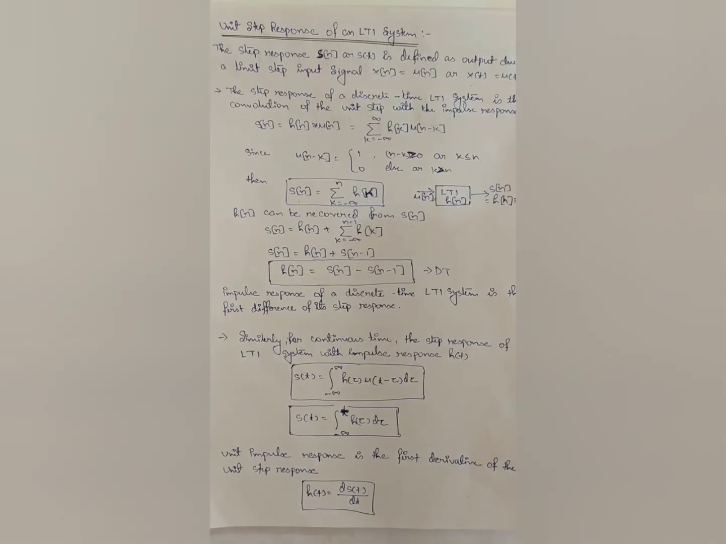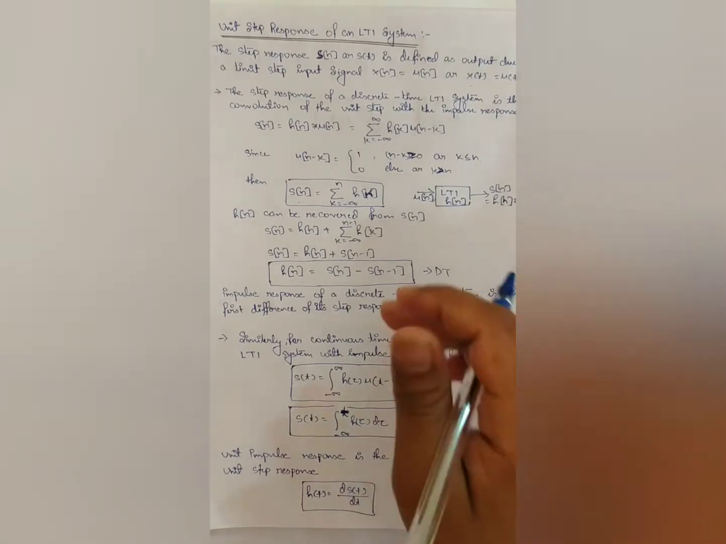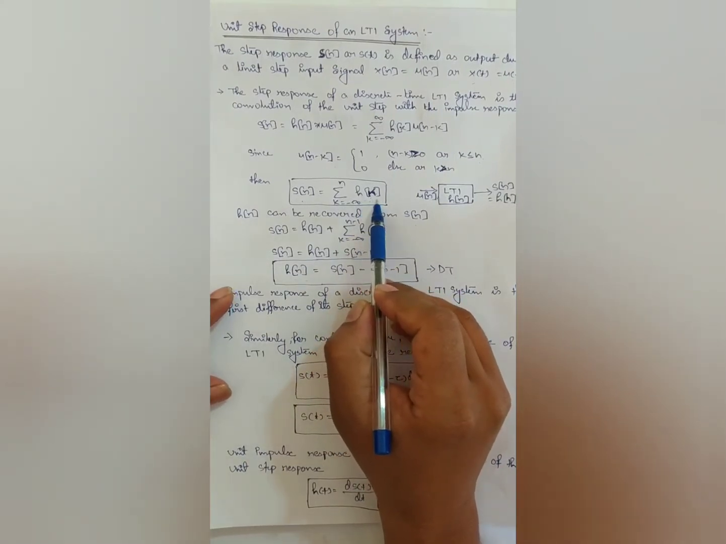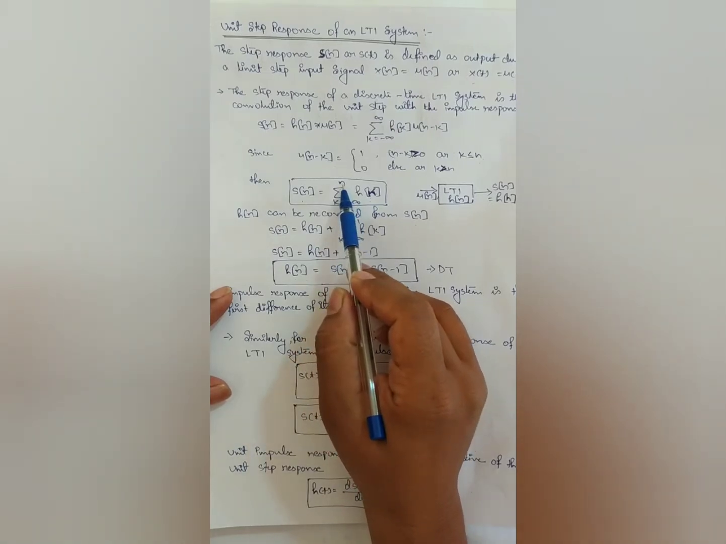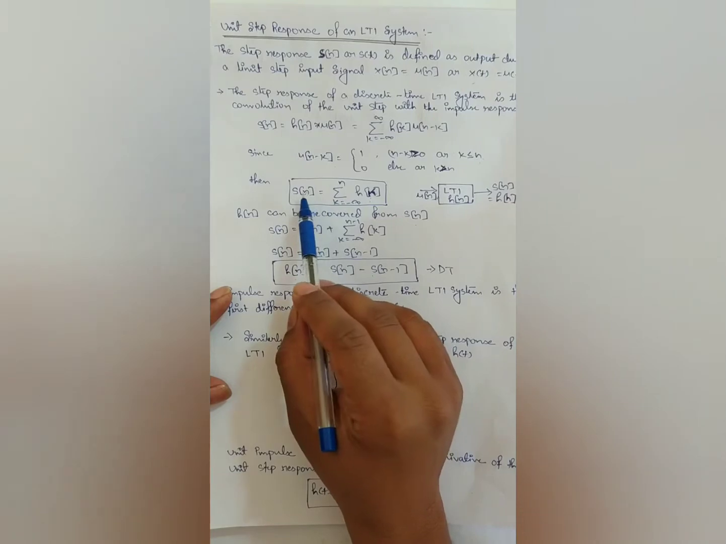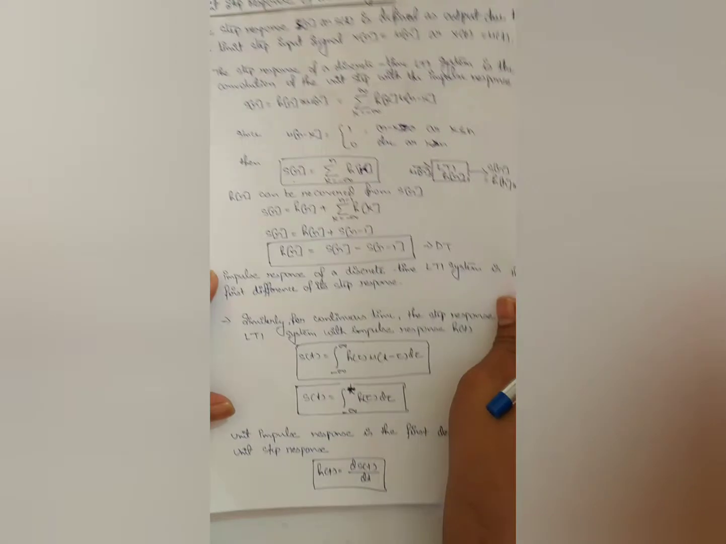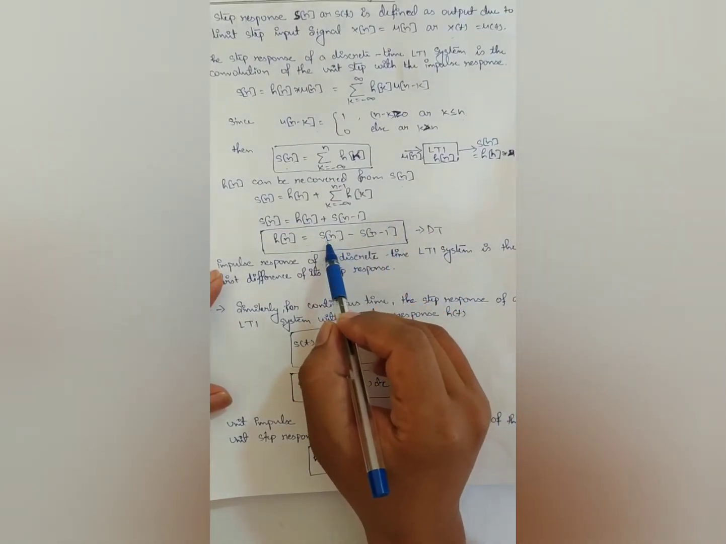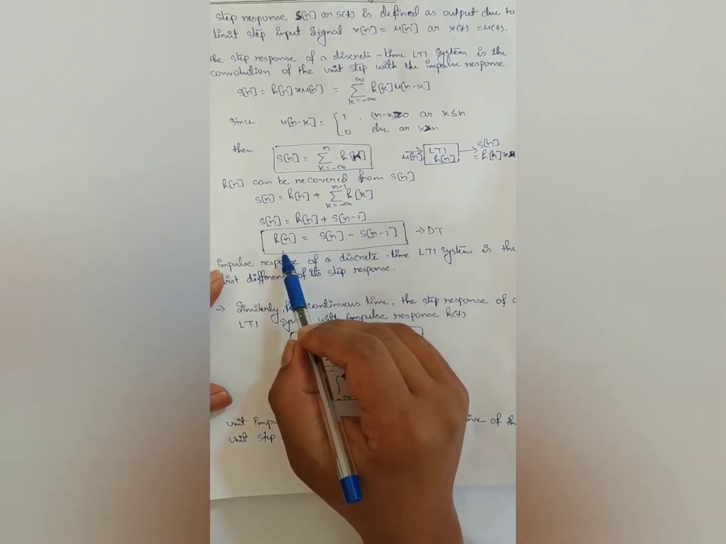In the previous section, we discussed the unit step response of the system. If we have the impulse response of the system h[k], then their summation, where k moves from minus infinity to n, provides the step response. And if we have the step response S[n], then its first difference, which is S[n] minus S[n-1], provides the impulse response of the system.